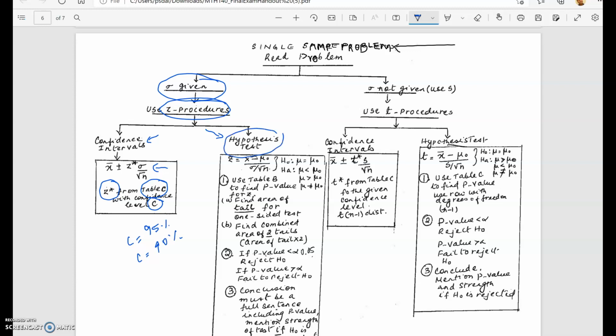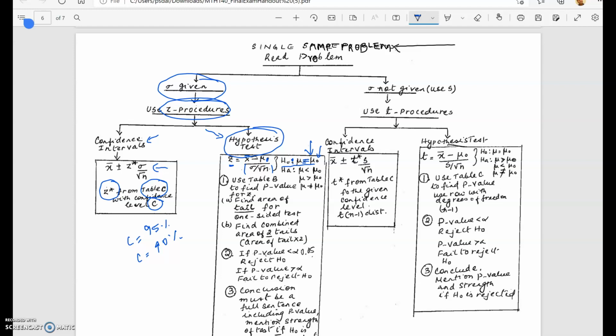For a hypothesis test, the z statistic, since it's a z procedure, is given by x bar minus mu 0 divided by sigma over radical n, and x bar is the sample mean. Mu 0 comes from the null and alternative hypothesis. The null hypothesis always has an equal to. So it's H0, colon, mu, the population mean, equals something; based on the problem, you're going to select your mu 0.